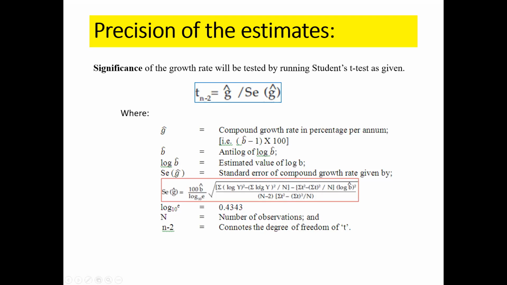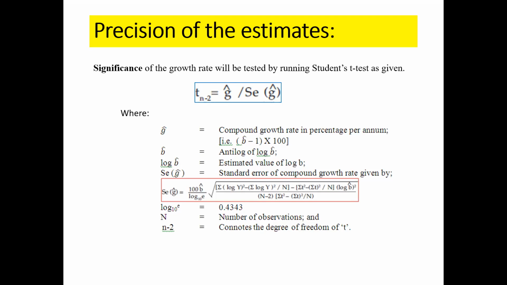When you do that, you will be obtaining the standard error of G, the growth rate. So we have the growth rate, and then we have the standard error of the growth rate. In this way, we'll be able to obtain the calculated T value. Once you have the calculated T value, you compare that with the table T value. When you compare that, we have to reject the null hypothesis. What is the null hypothesis? The growth rate is not significant. If that's the null hypothesis, then you have to reject it.